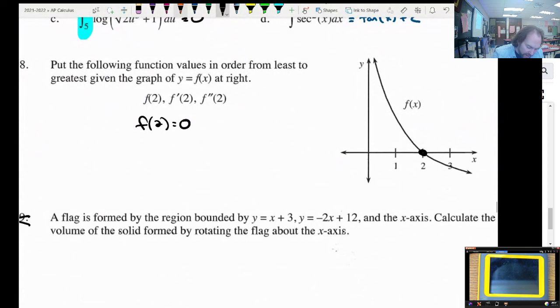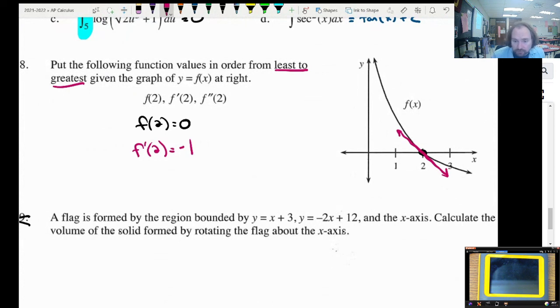Now, f prime of 2, I'm not going to be able to tell you what it is, but I can at least tell you that it's going to be a negative number since this graph is decreasing. The slope of the tangent line there is decreasing. It's negative something. I'm going to say -1 just as a placeholder. But all you got to know is that it's a negative number. So if you're arranging these in order from least to greatest, you already know that f prime is before f of 2.